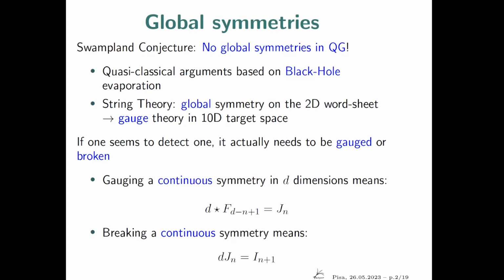Yeah, if you gauge it, so you introduce a gauge field, and then you have some equations of motion, that's showing here, or Bianchi identity. Or if you break it, so what you do is that the current is not preserved, so you get a one degree higher form on the right-hand side, which will be important in a moment, so please keep that in mind.